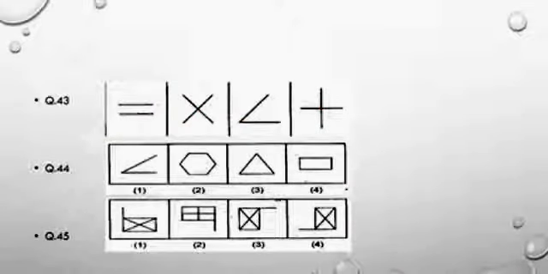Now let's go to next question. In question number 44, there are four options given. In the first option, the figure is made up of two lines, whereas the third side is open.